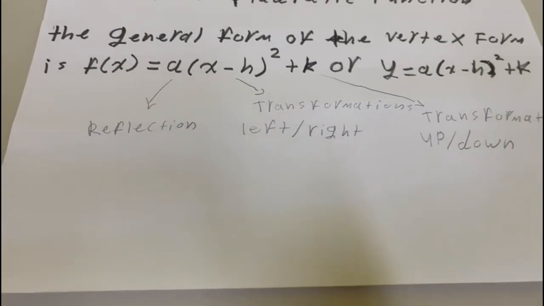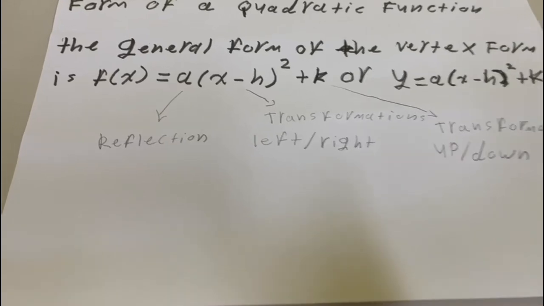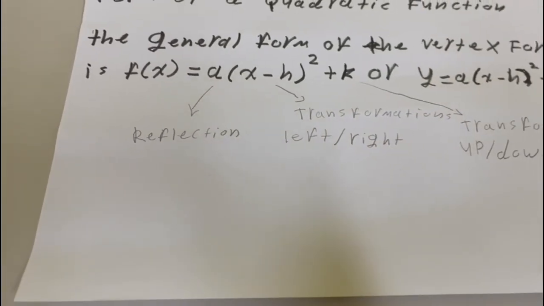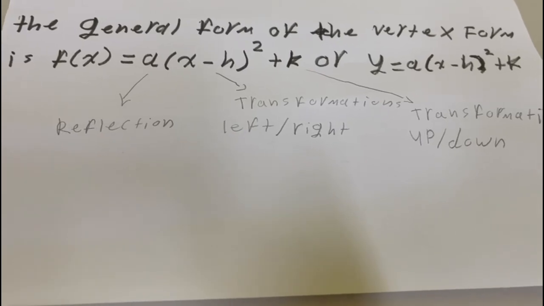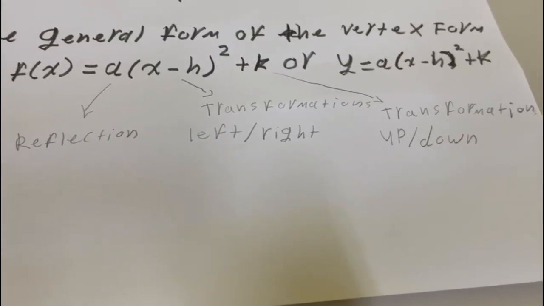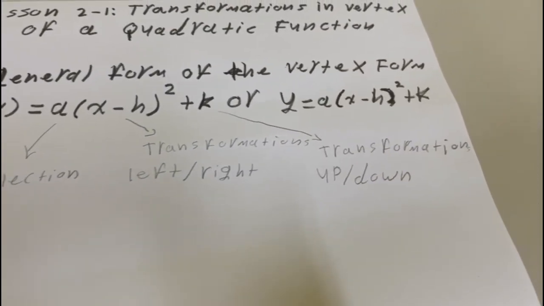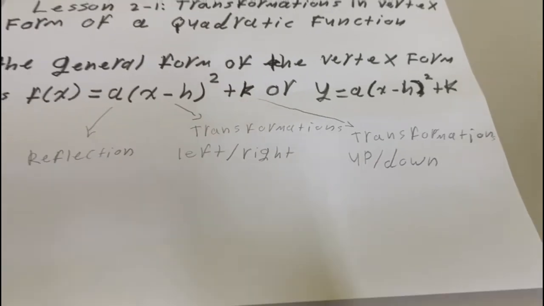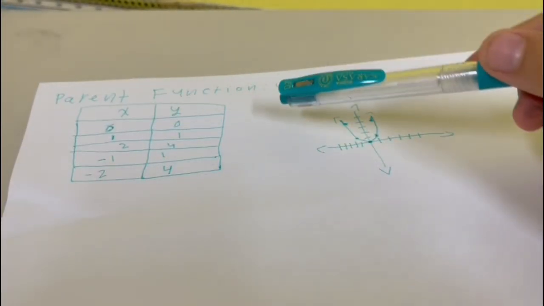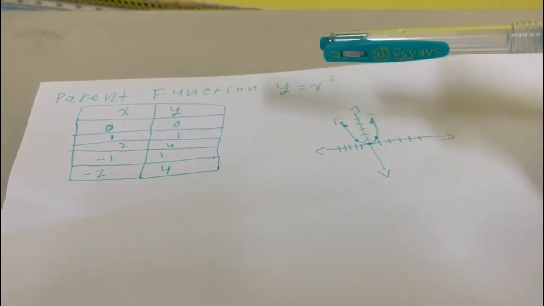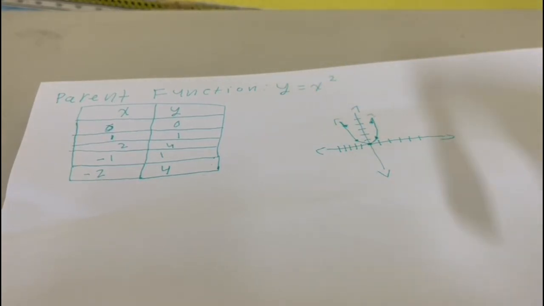Now, this isn't all about graphing. A is for reflection, h is for transformations left or right, and k is for transformations up or down. Now we have something called the parent function. The parent function is y equals x squared. We use the parent function to graph the function.